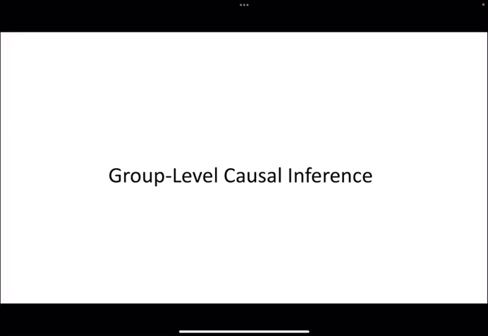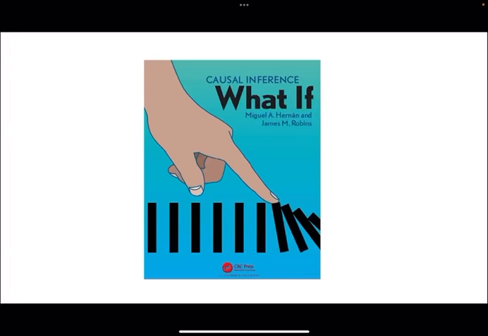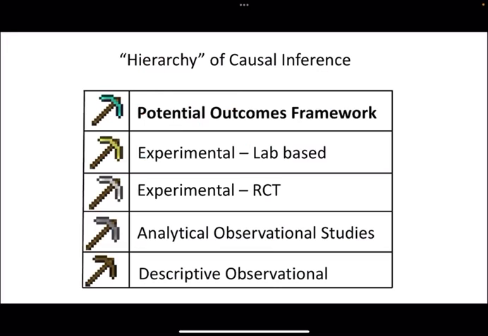So this is the third video in my series on causal inference, and this one's going to focus on group level causation. As always, I just need to acknowledge this book called What If by Miguel Hernan and James Robbins, which is where most of the ideas that I'm talking about in these lectures come from, and the order in which I'm presenting them is also pretty consistent with this book.